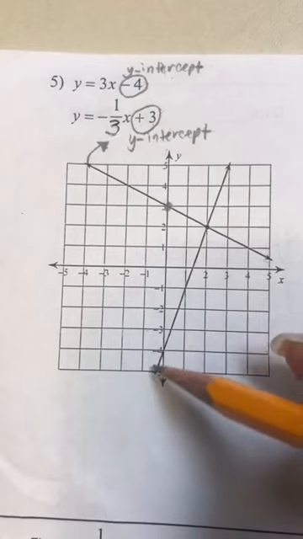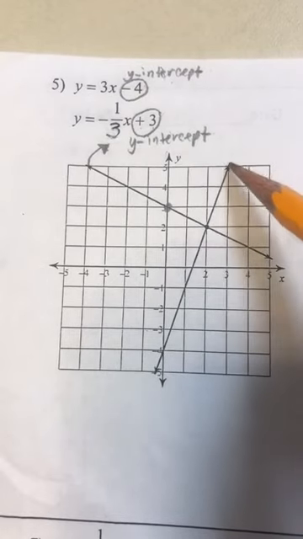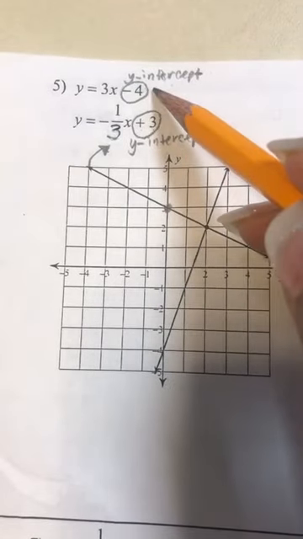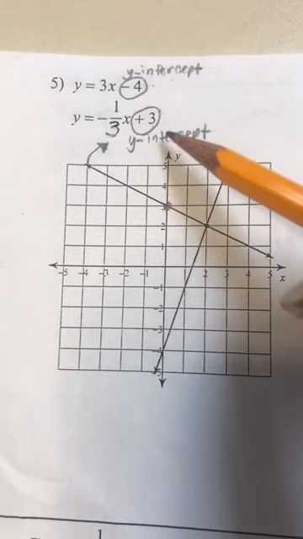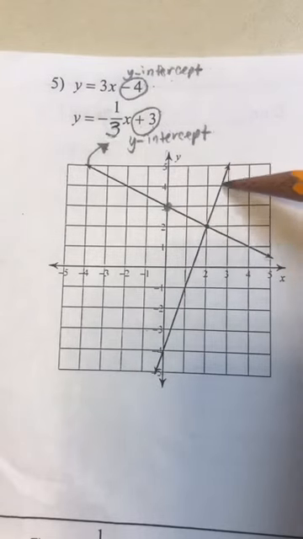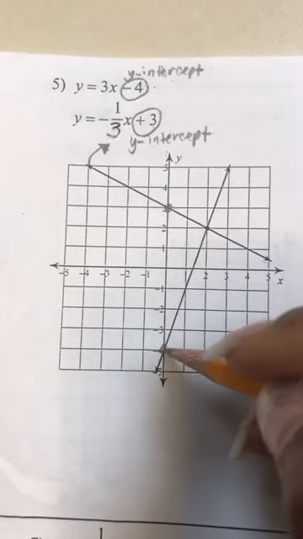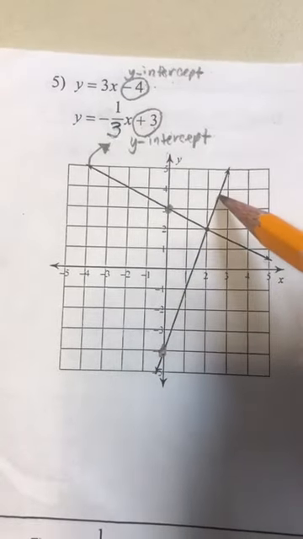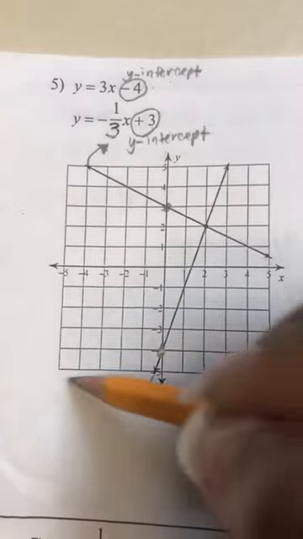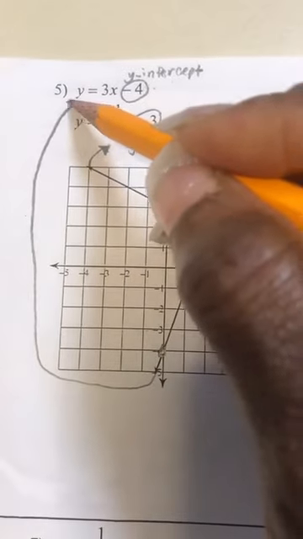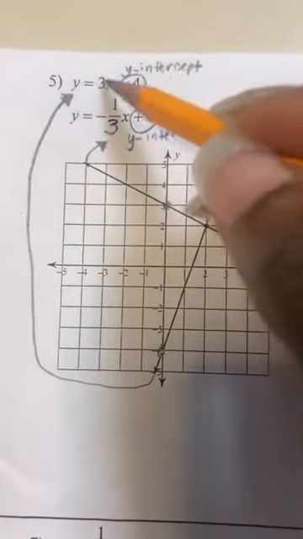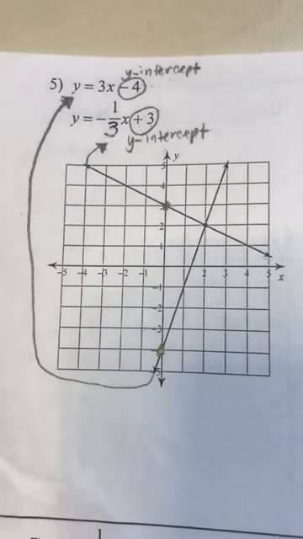On this line, I should see that this black line touches the -4 on my y-axis. So I'm going to take the black line, I'm going to go down. Yes, it does touch -4. So that means that this line matches the first equation. This is the line, and this is the equation that matches it.